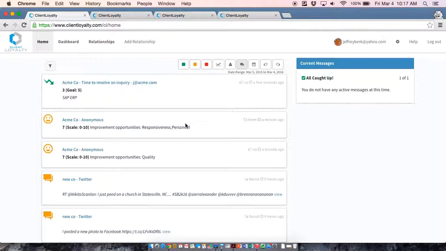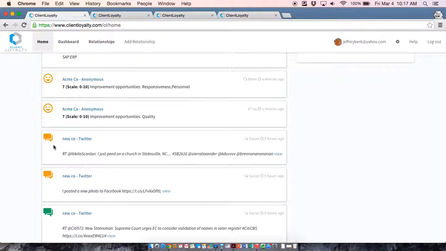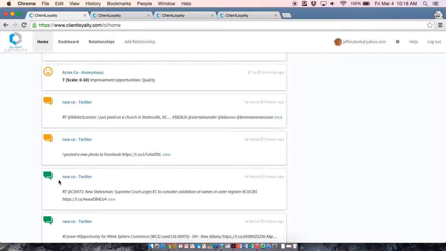Sentiment is indicated by comment icons. Yellow represents neutral sentiment in the marketplace around the supplier, green represents positive sentiment in the marketplace around the supplier, and red would be negative.